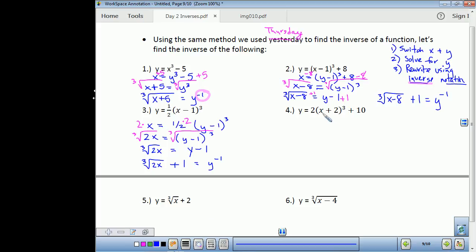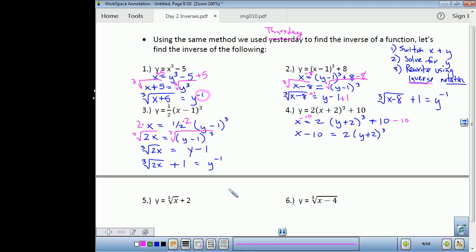Too easy. Okay, so number 4 is a little more complicated just because we have more stuff to undo. So when we switch the x and y, we've got to be thoughtful about our undoing process. What do we have to do to properly take the inverse? So what needs to go first? Subtract 10. Perfect. Minus 10, minus 10. Alright, what's next? Divide by 2.